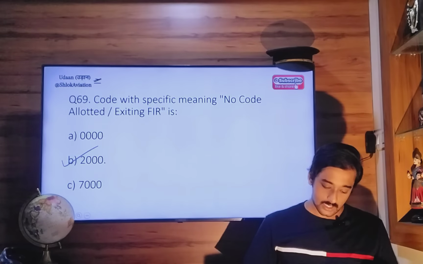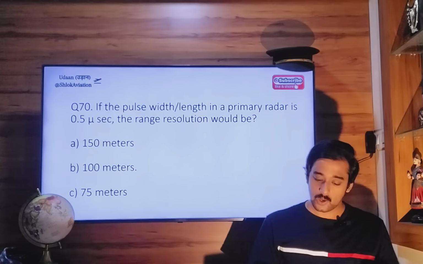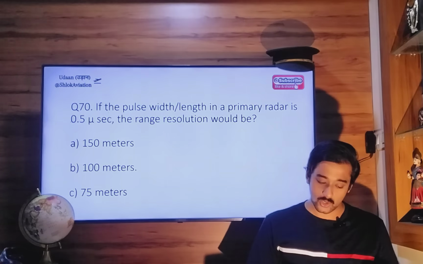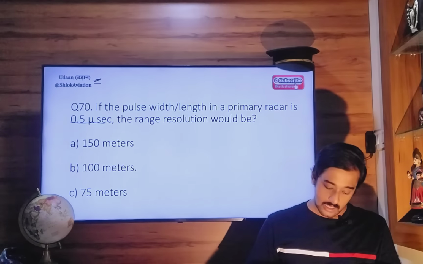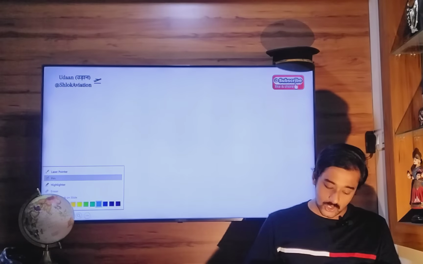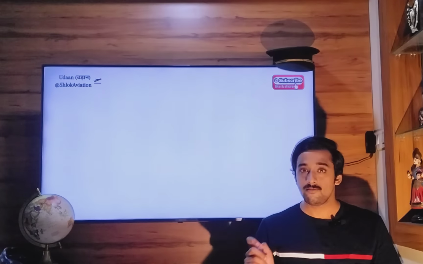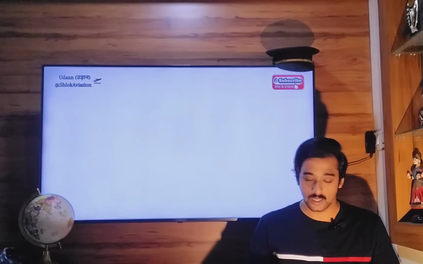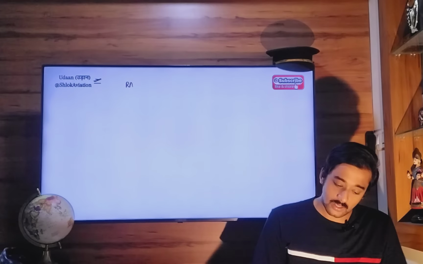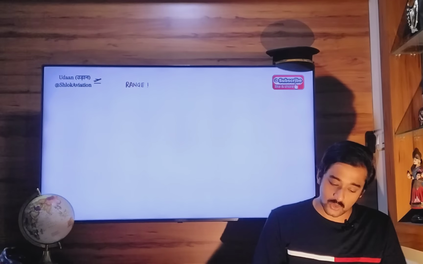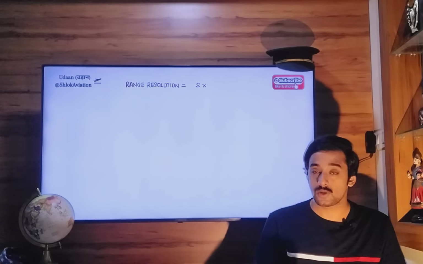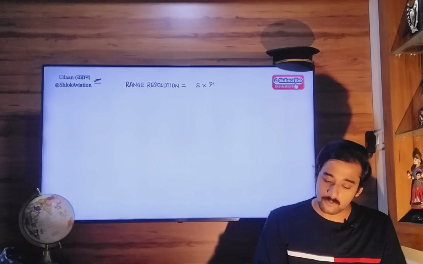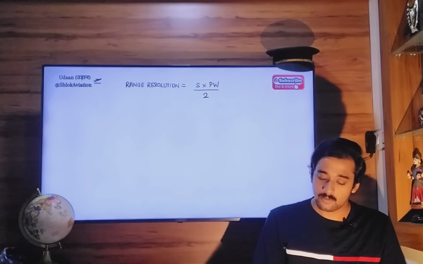Okay, next, last question. If the pulse width or length in a primary radar is 0.5 microseconds, range resolution will be what? Now, pulse width determines your range resolution. Your beam width determines your azimuth resolution. So, range resolution, which is determined by your pulse width, is equal to speed of light, speed of radio waves, multiplied by the pulse width given to you divided by 2.